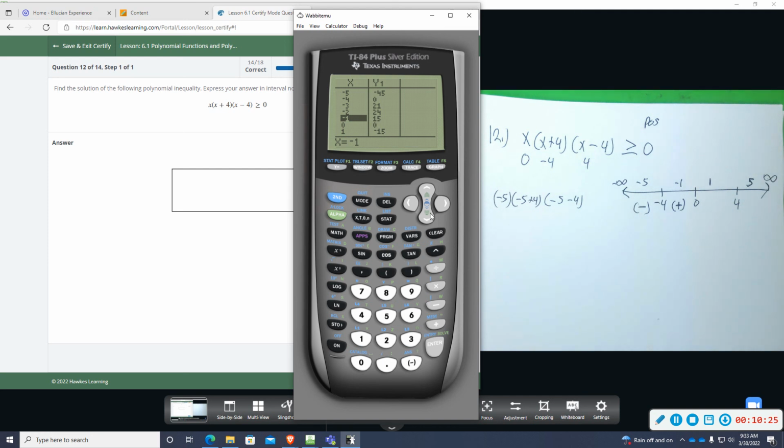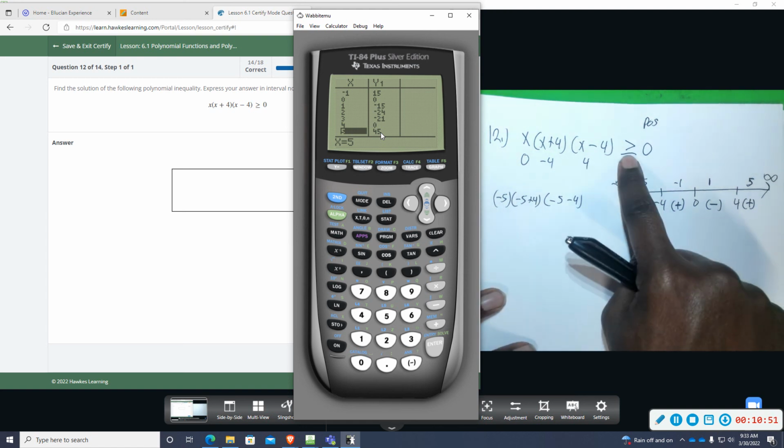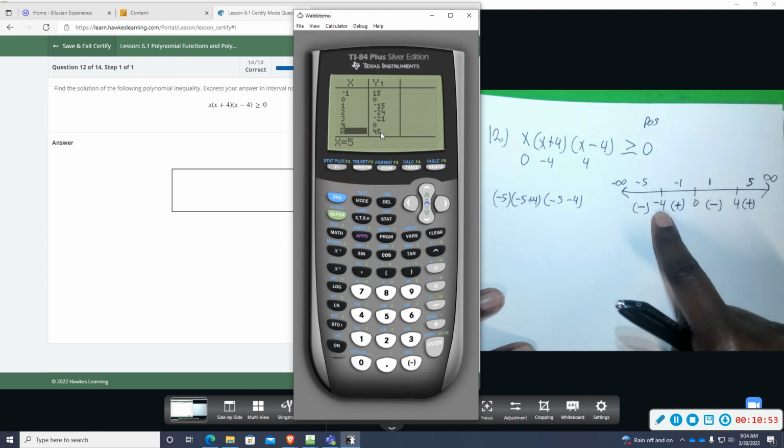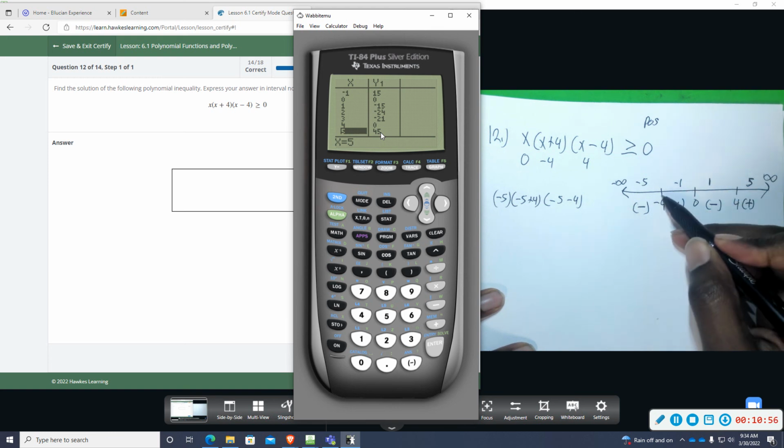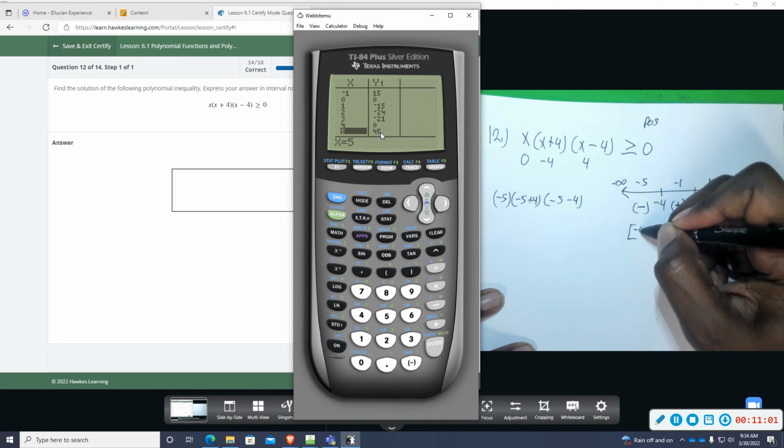Then I'm going to look at positive 1. Positive 1 gives us a negative 15. That is less than 0. So this is not an interval that we want. And then I'm going to just go down to positive 5. Positive 5 is showing a positive 45. And so that is greater than 0. So this is one of the ones I want. We want the positive intervals. It can be equal to 0. So I will use brackets on the whole number parts. So between negative 4 and 0 is positive.